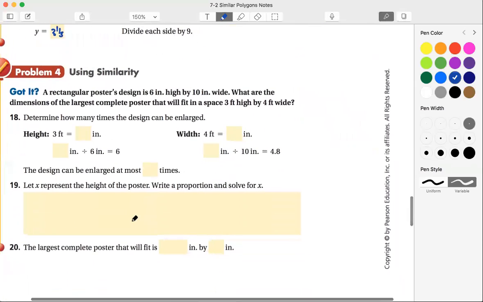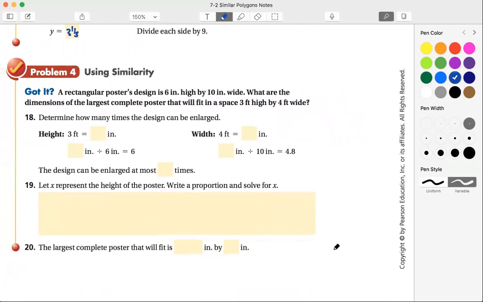All right, a rectangular poster's design is 6 inches high by 10 inches wide. What are the dimensions of the largest complete poster that will fit in a space 3 feet high by 4 feet wide? So we know 3 feet equals 36 inches. So 36 inches divided by 6 inches is 6. We know that the width is 4 feet, which equals 48 inches. And 48 inches divided by 10 is 4.8. So the design can be enlarged at most, which number is smaller? 4.8.